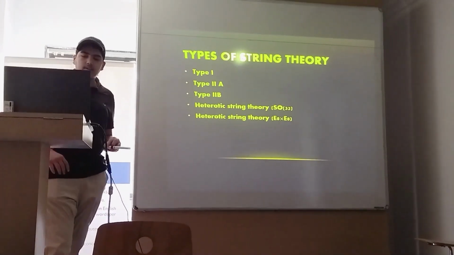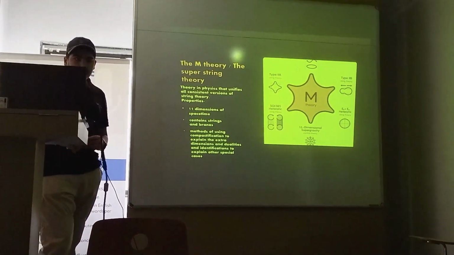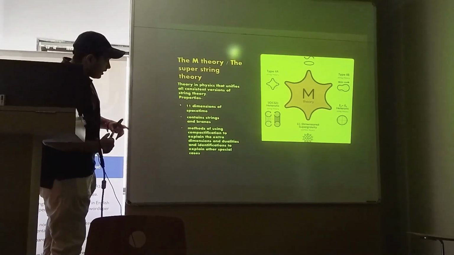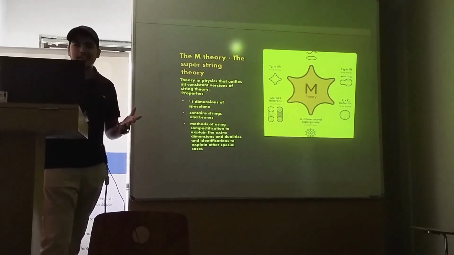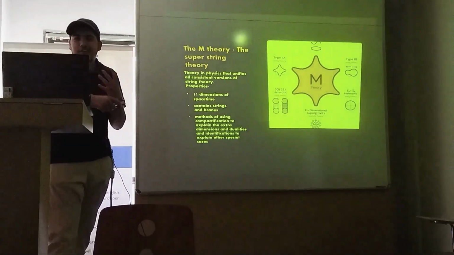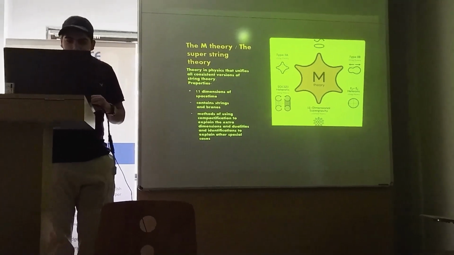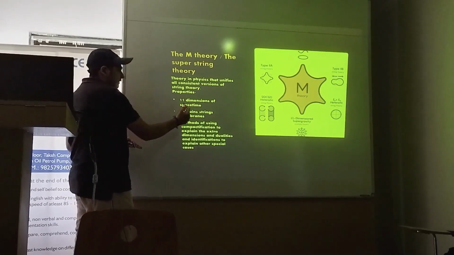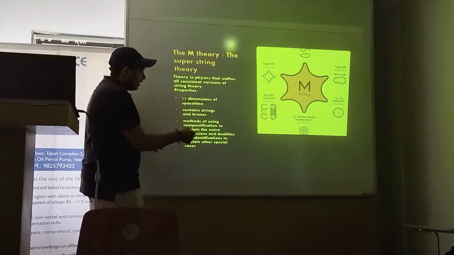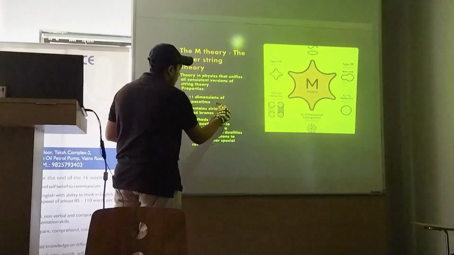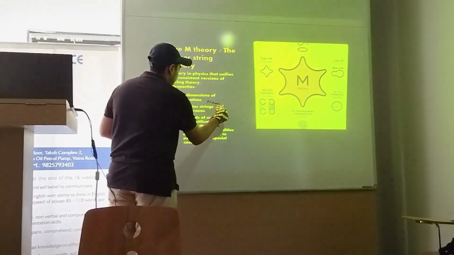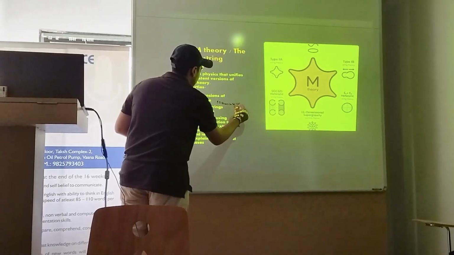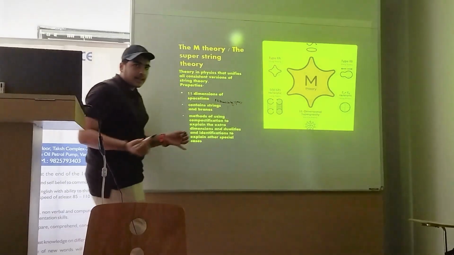The main theory we are going to talk about is M theory, or superstring theory. It is a unification of all the string theories, so it's a unification of all the unifications. M theory has 11 dimensions of space and time, that is, 10 dimensions of space and 1 dimension of time.